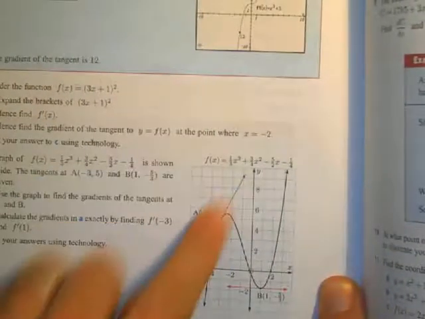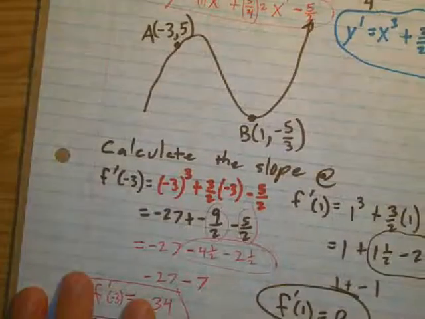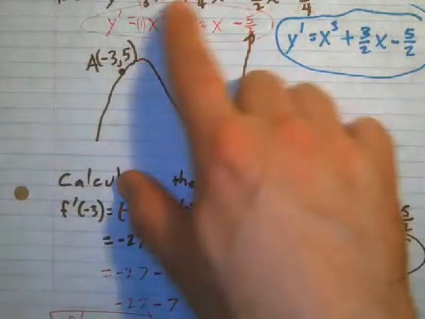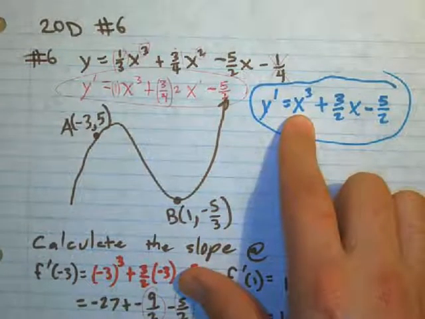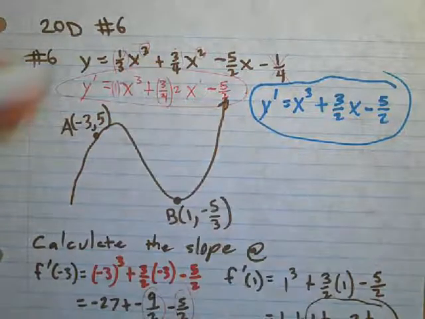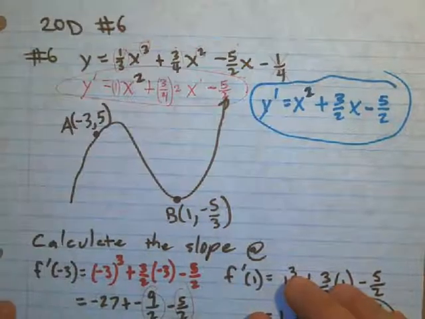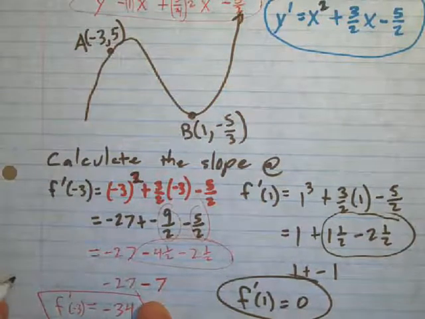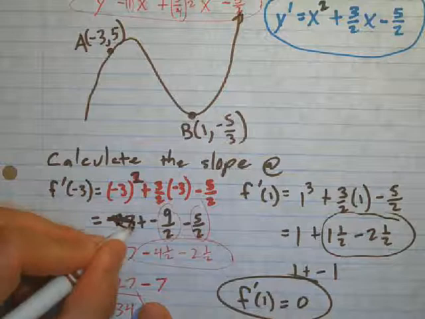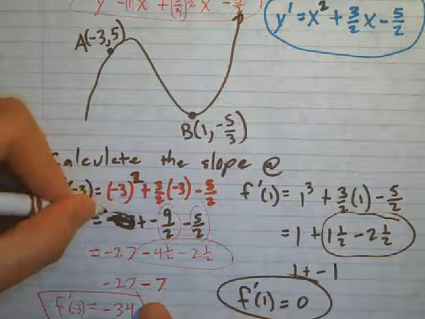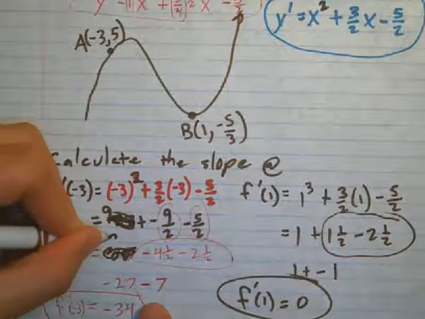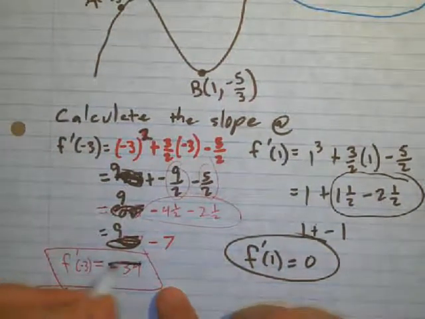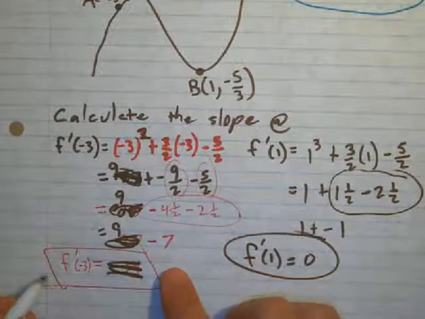Now this is a positive slope, right? So I think I made a mistake somewhere. Let's look at what mistake I might have made. Oh my gosh. I didn't decrease the power by 1. This should have been x squared. Oopsie. Okay, so that should have been squared and squared. So let's fix this. This should have been squared, and this should have been positive 9, and this should have been 9 minus 7. My slope is equal to 2.